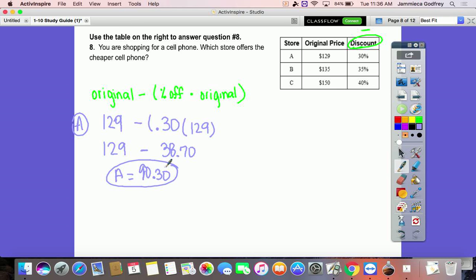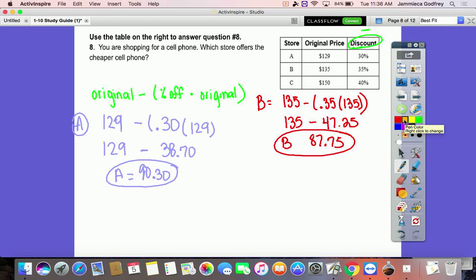All right, moving on to phone B. We're going to do the same thing. The original amount is $135 minus the discount of 35% times the original amount. Work inside the parentheses first. So 35% of the 135 will give you $47.25. You're going to subtract that from the original amount. So 135 minus $47.25 will give you $87.75. This is phone B.